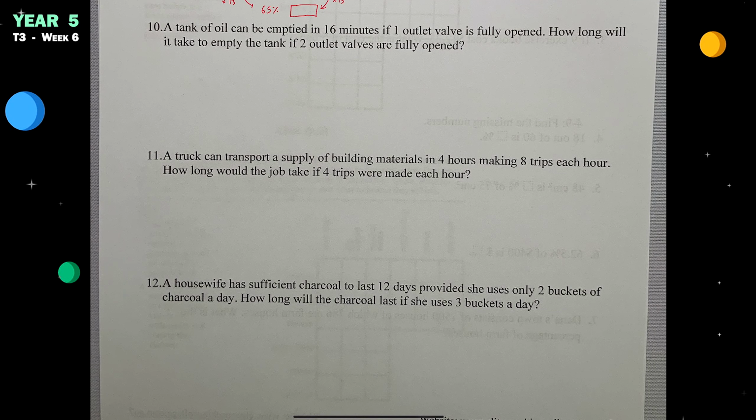Question 10. A tank of oil can be emptied in 16 minutes if one outlet valve is open. How long will it take to empty the tank if two outlets are fully opened? So, 16 minutes if one is open. If two are open, it'll be faster, right? It'll be half the time. So this will be the time, and this will be the number of outlets open.